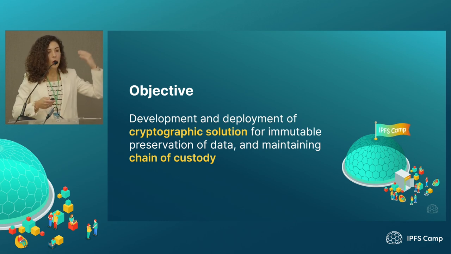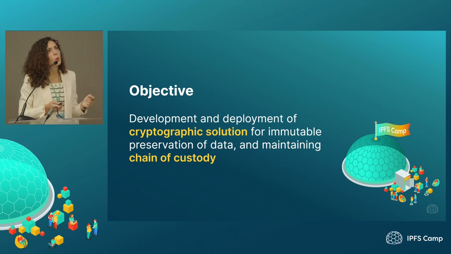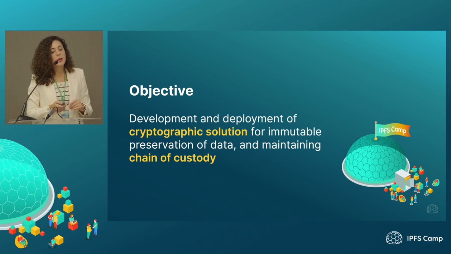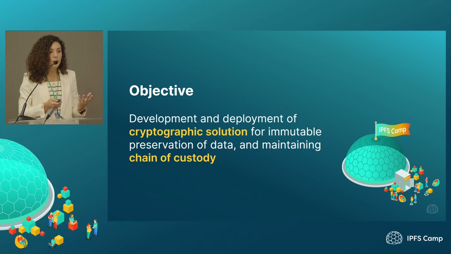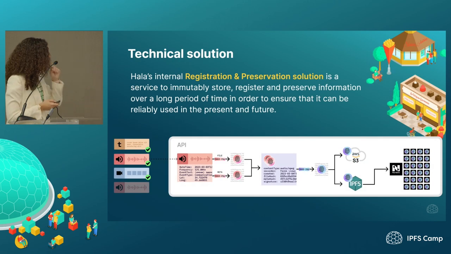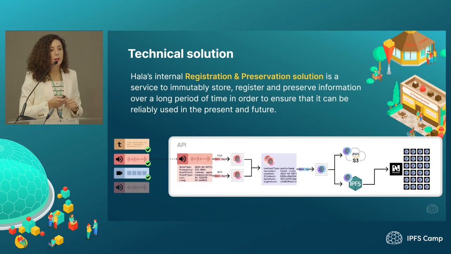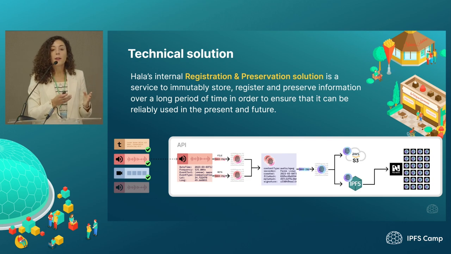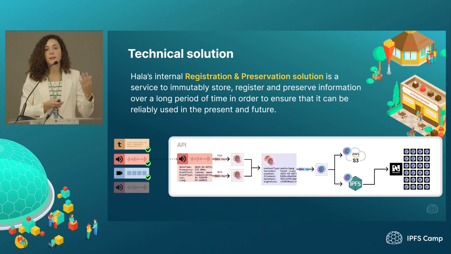So in general, our objective when we started, I think it was 2 years ago, is the development and deployment of this cryptographic solution for immutable preservation of data to maintain chain of custody. So how have we done that? Let me take you through this process. On the left, you can see the different material. It could be a text, an image, a video, or even a satellite image. Once you have decided which one you want to select, then we take it through our API.